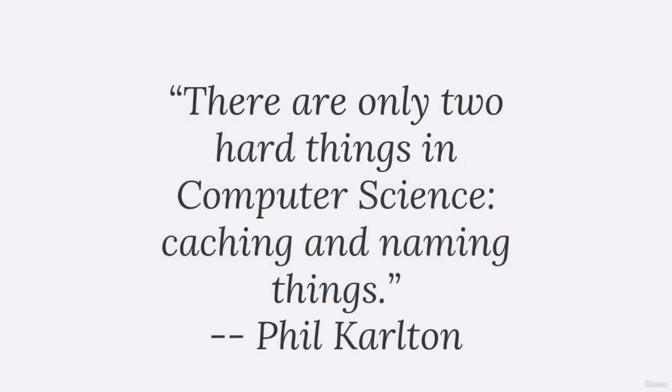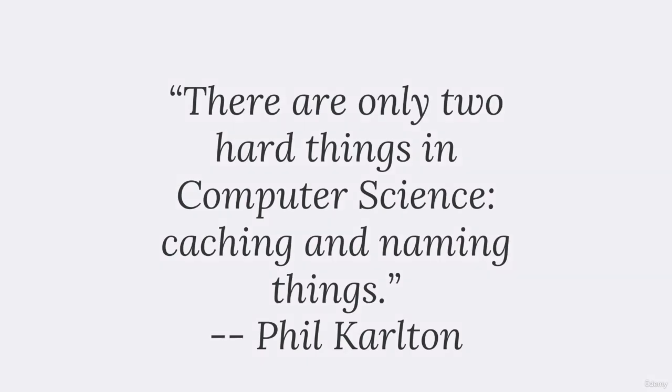There's a famous quote by Phil Carlton that goes like this: "There are only two hard things in computer science: caching and naming things." Caching is meant to increase the performance of an application, but the question is, when and how do we use caching? That's a tricky question to answer because there are various strategies available for implementing caching.